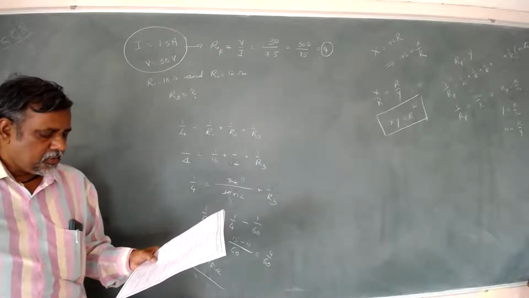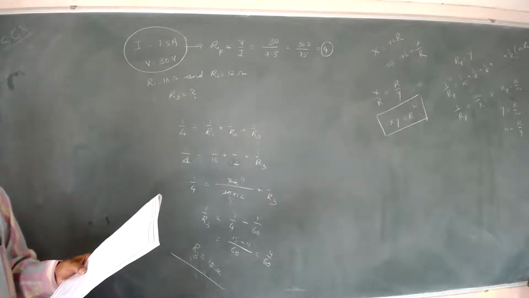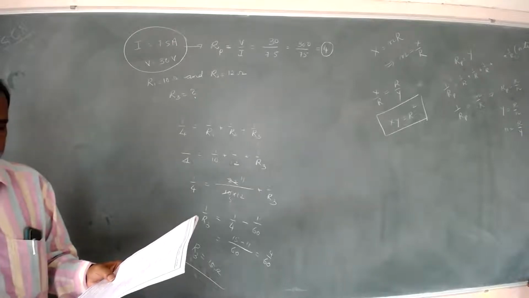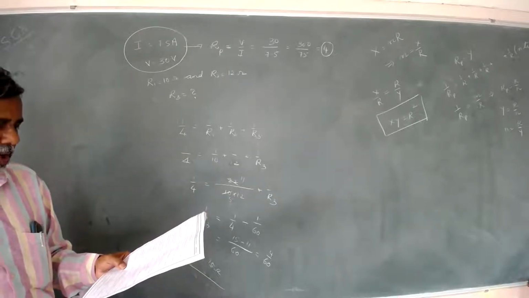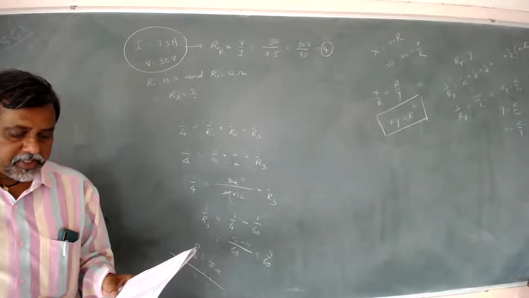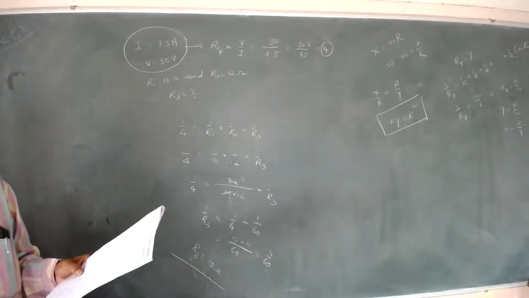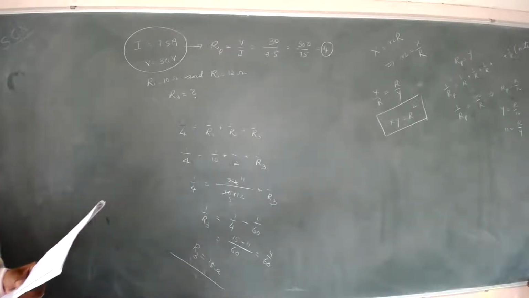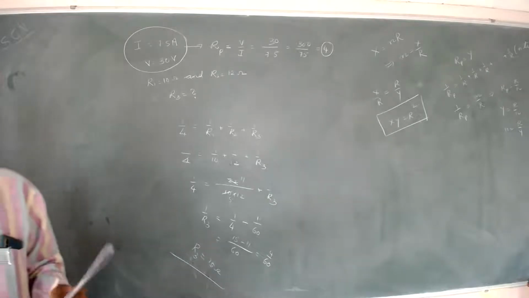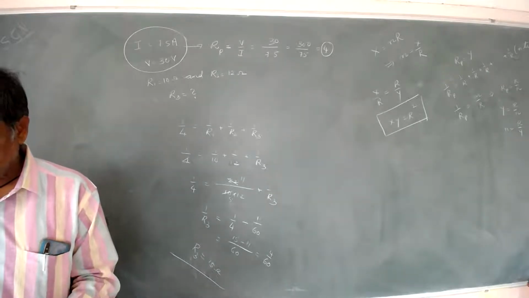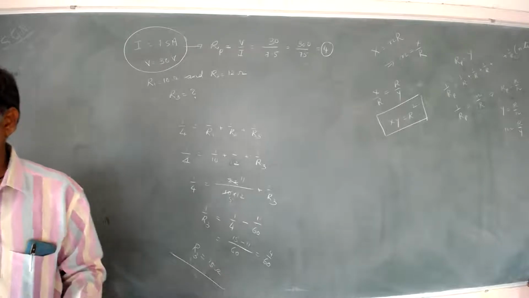Next, when a current of 0.5 ampere is drawn from a battery, the potential difference between the terminals is 19 volt. And when a current of 2 ampere is drawn, the potential difference across the terminals drops to 16 volt. Determine the electromotive force.